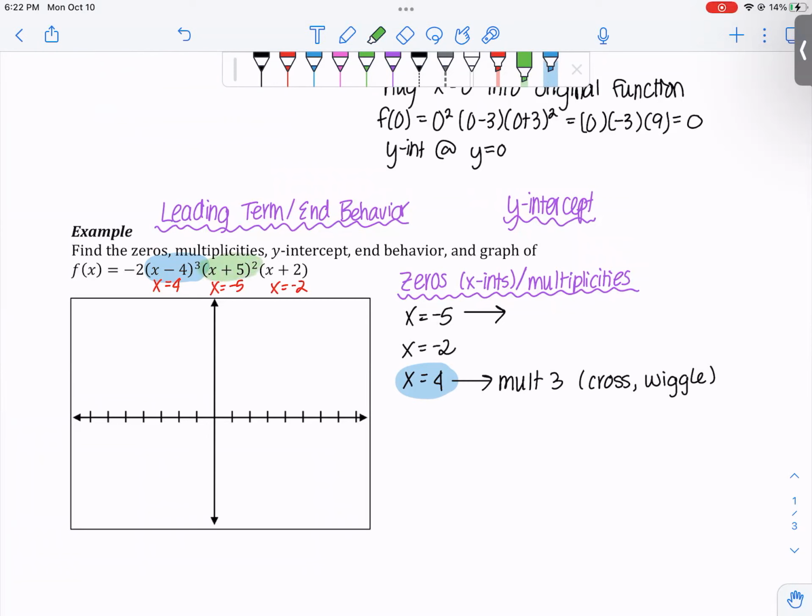For x plus 5, that gave us the 0, negative 5. And the multiplicity is 2. It's an even multiplicity, so we're going to bounce.